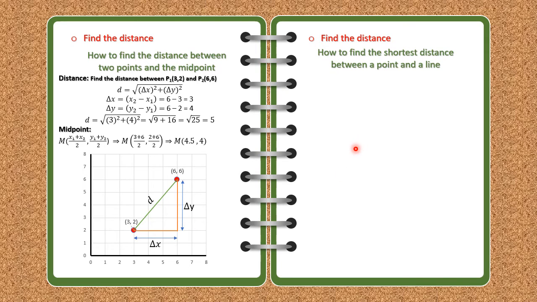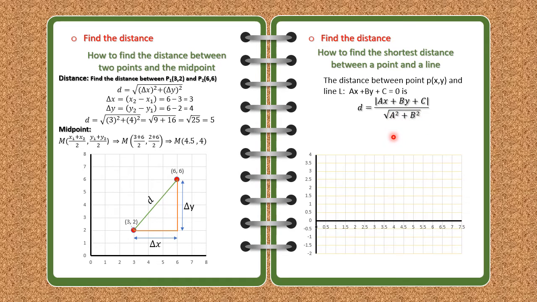Now, how to find the shortest distance between a point and a line? The distance between a point (x, y) and a line in the standard form ax plus by plus c equals 0 you can calculate from this formula: the absolute value of ax plus by plus c divided by the square root of a squared plus b squared.